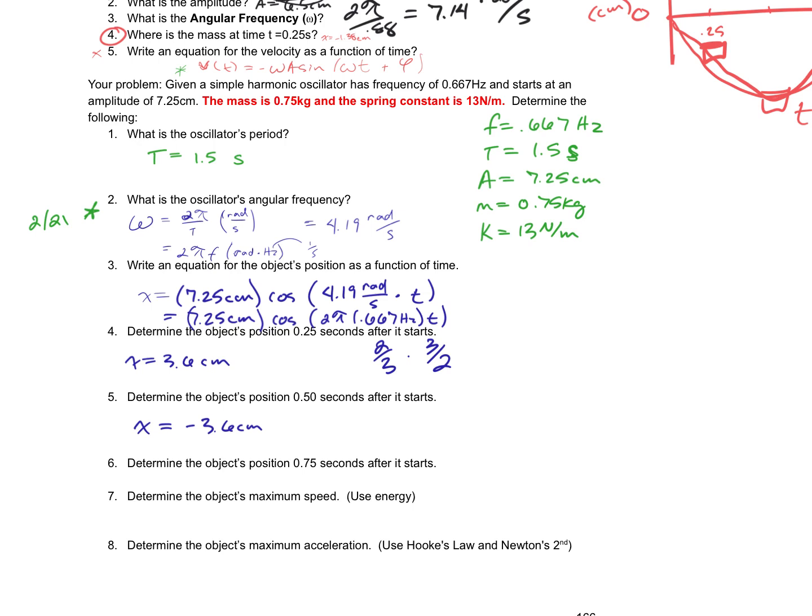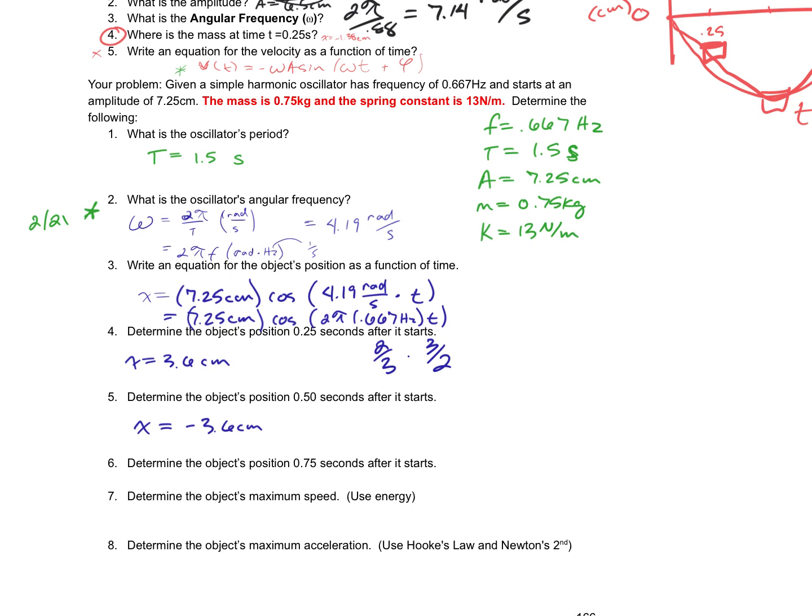So that when you substitute 0.25 in for t, you can solve for the equation where x equals 3.6 centimeters. In the second question, it asks you to substitute 0.5 in for t, and you end up with x equals negative 3.6 centimeters.